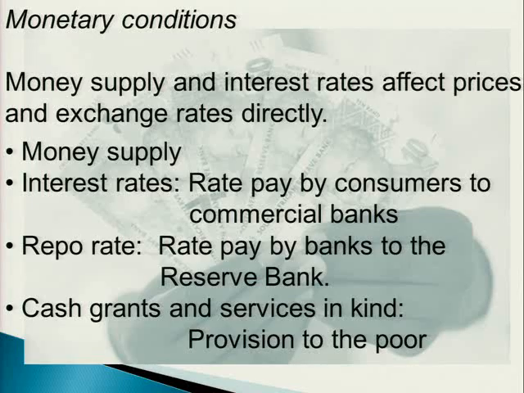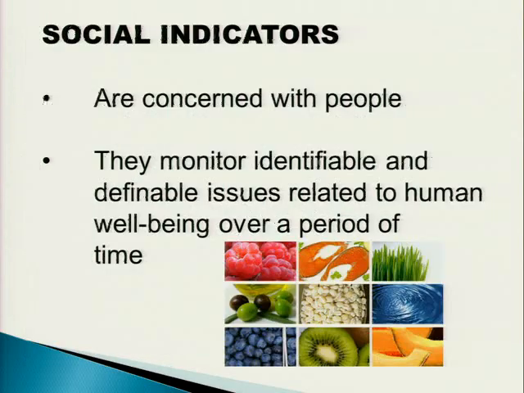This is important. Now, cash grants is the following one, and the services in kind. This is where we provide for the poor, provision of money to the poor. And this we are doing by means of cash grants and that kind of thing. We all know what that is. Right, this was then your monetary indicator.